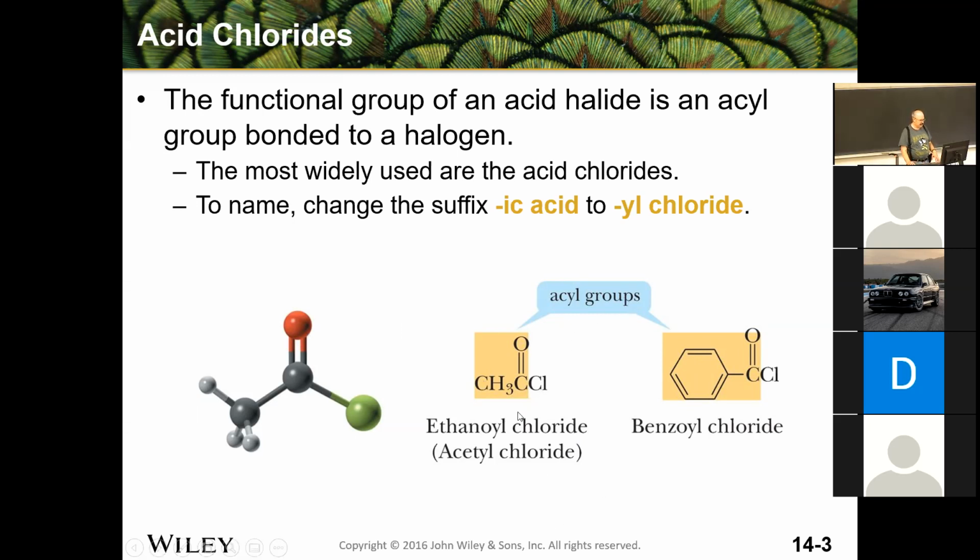This one is ethanoyl chloride based on ethanoic acid, or acetyl chloride in the common nomenclature, based on acetic acid. And then here we have benzoyl chloride, which is derived from benzoic acid. So to name these, we drop the IC acid, and then we add YL chloride. So benzoic acid becomes benzoyl chloride.